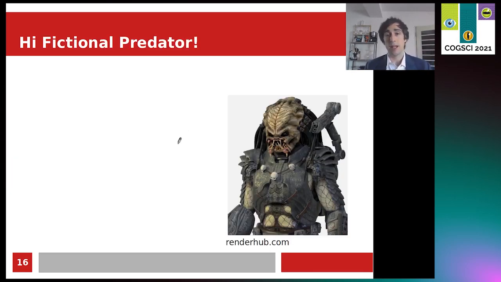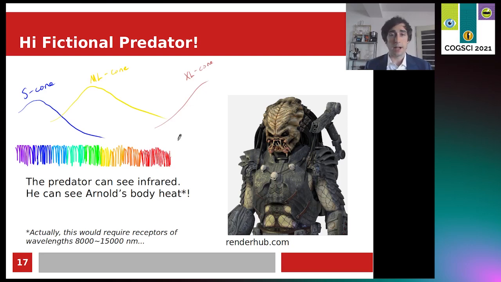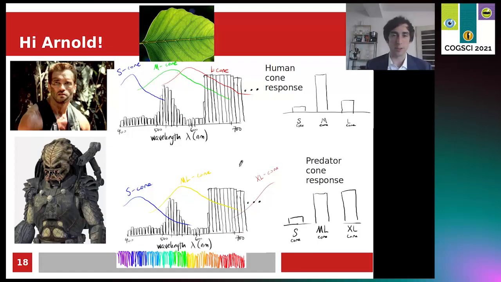So for example, the fictional Predator here, which, if you've seen the movie, can see Arnold's body heat. So let's say he can see infrared. Let's say that he has an S cone, same as humans, an ML cone, same as a red-green colorblind human. And he also has an extra long wavelength cone that senses infrared. Of course, this is unrealistic. Really, it would have to be really long wavelength infrared to see body heat, but it's fictional anyway, so you'll have to bear with me.